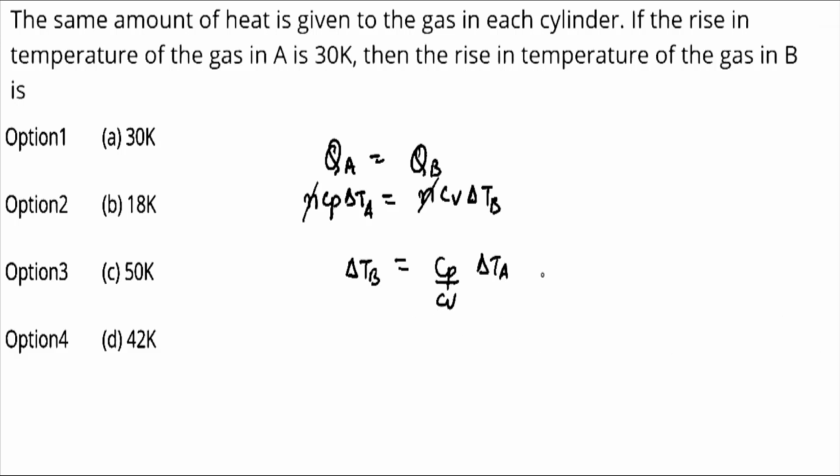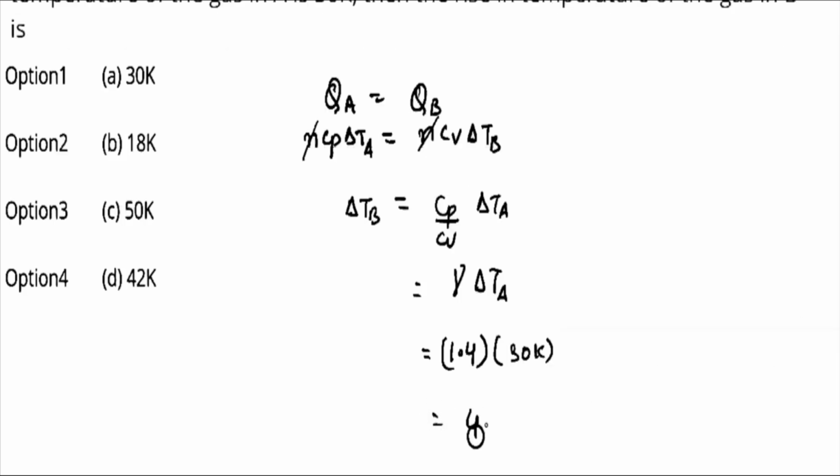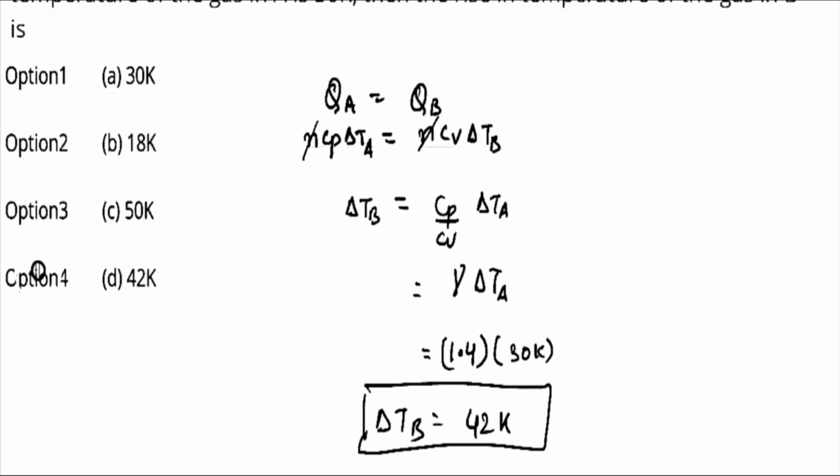Now Cp upon Cv is nothing but gamma, times delta TA. Gamma for a diatomic gas is 1.4, and the rise in temperature in cylinder A is given as 30 Kelvin. So from here we get 42 Kelvin. So the rise in the temperature in cylinder B will be 42 Kelvin. Checking the options, option number 4 is the correct option.